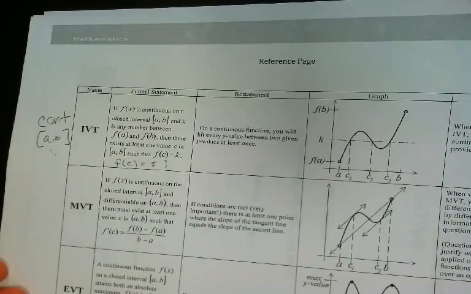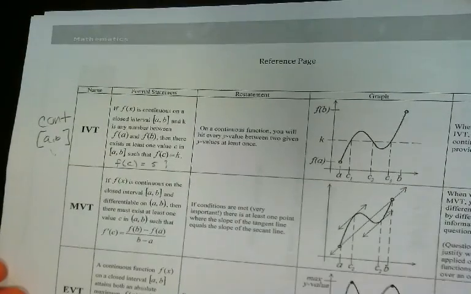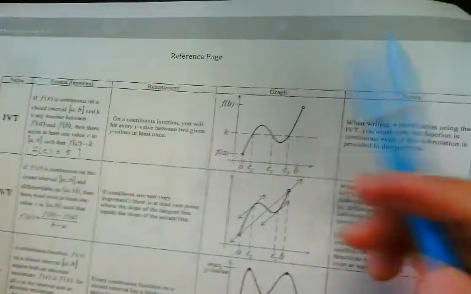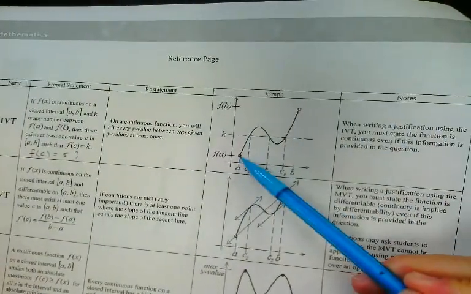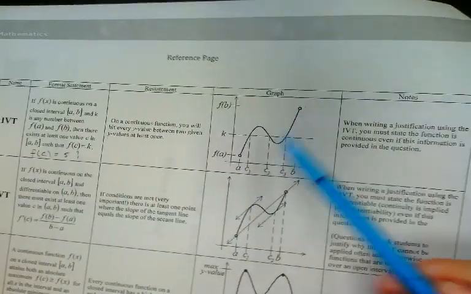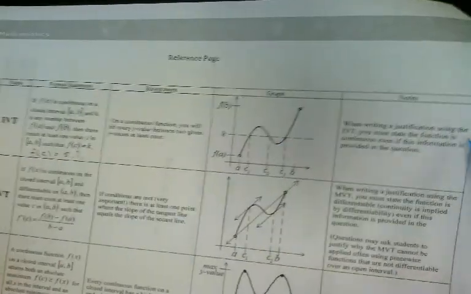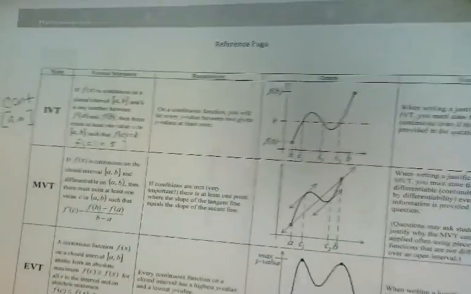Is f prime of c equals 5 the MVT? That would be the MVT, yes, as soon as they start talking about slope. So again, all this is saying is if at one point I'm down here and at another point up here, at some time I must hit in between, as long as this function is continuous. We'll practice writing these out in a second. We'll just go through the three theorems.